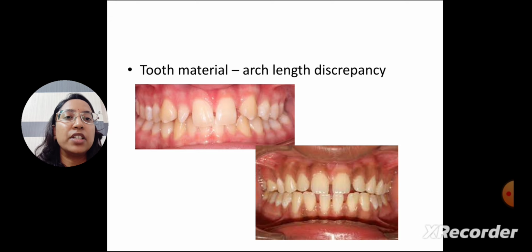So why is this tooth material arch length discrepancy seen? It is genetic. If the patient inherits the small tooth size from one parent and a larger jaw from the other parent, that can contribute to this generalized spacing.